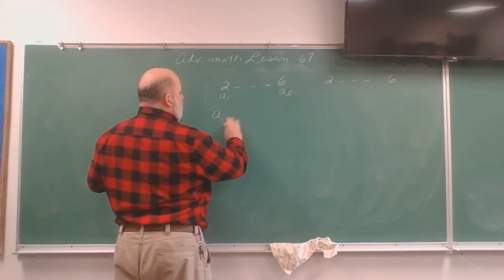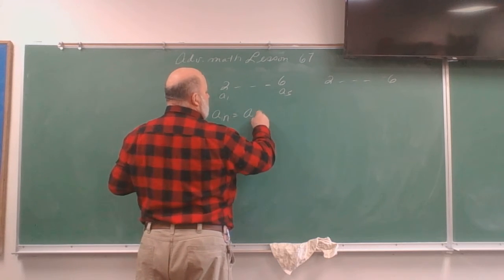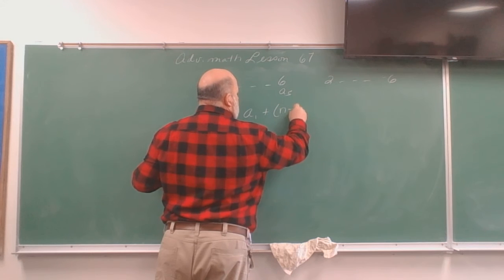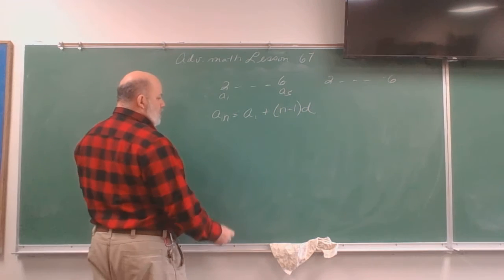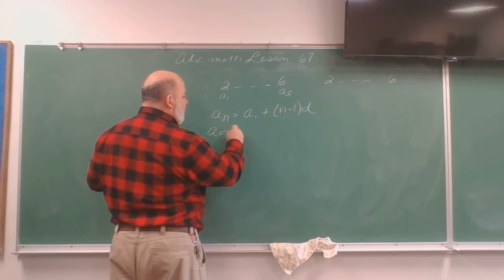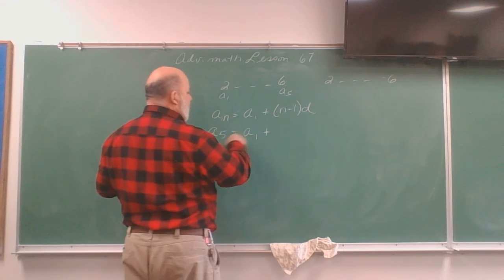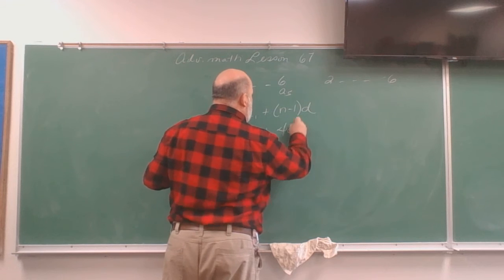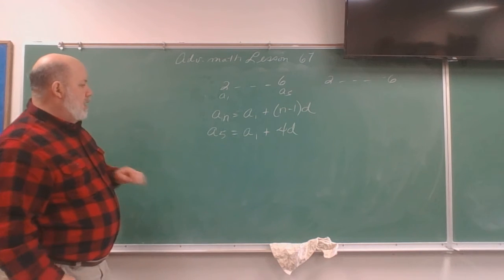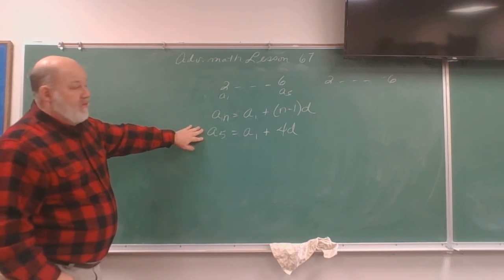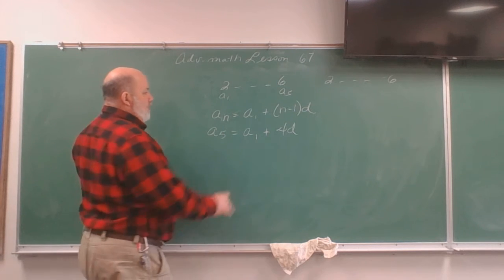Well, I'm going to write this up. A sub n equals a sub 1 plus n minus 1 times the difference. Or in this case, a sub 5 equals a sub 1 plus what's 5 minus 1? It's 4d. After I've written up the formula, then I do substitutions and I put things in.